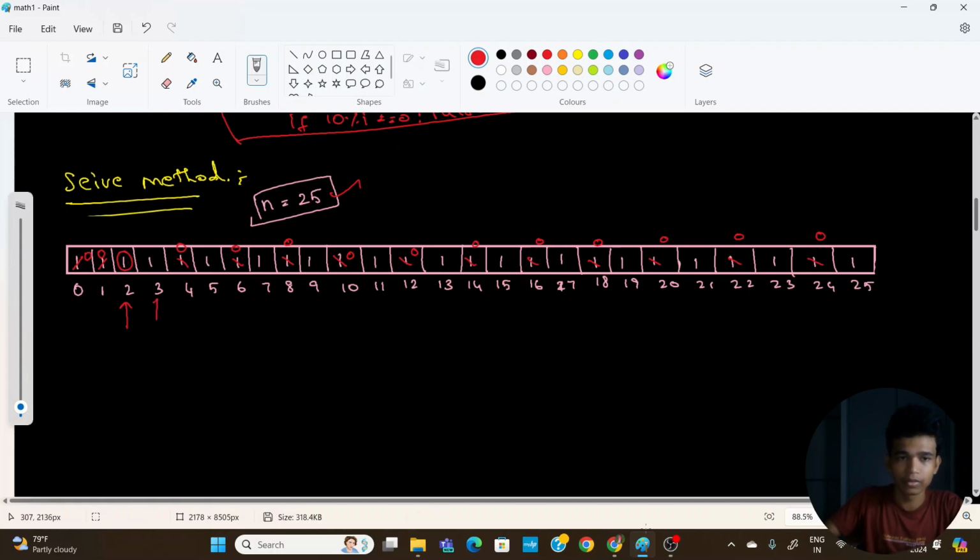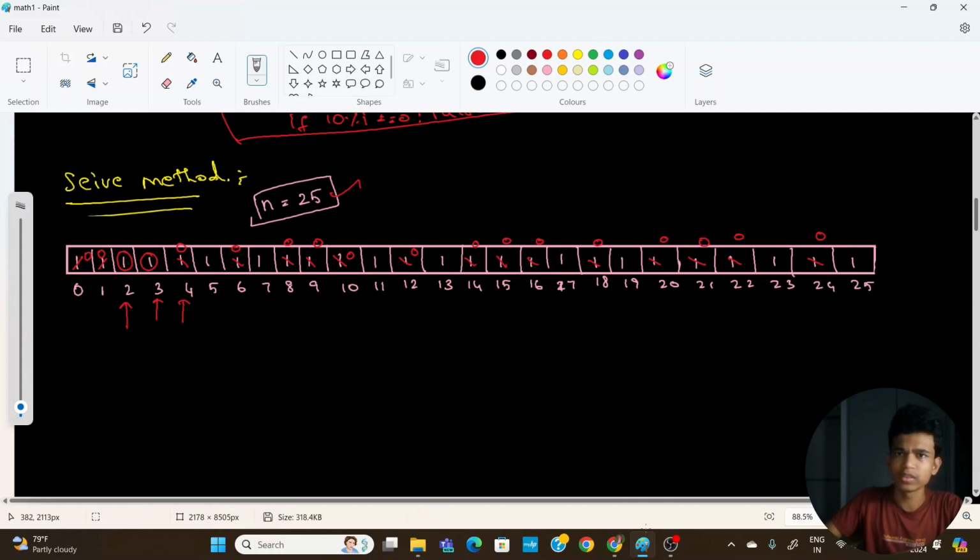Then next, I will go to 3. Is it 1 or 0? It is 1, which means it is prime. Then 3's multiples should not be prime, right? So make this 0, this is already 0. Now make this 0, and this is already 0. So make this 0. Then 18 is already 0. 21 is not 0, so make this 0. And 24 is already 0. Fine.